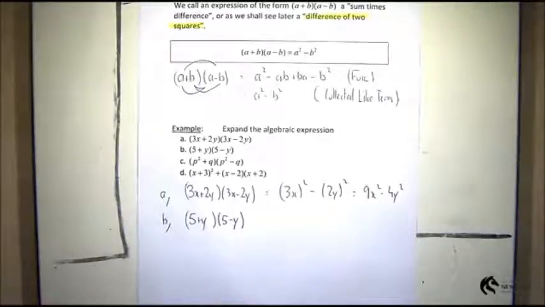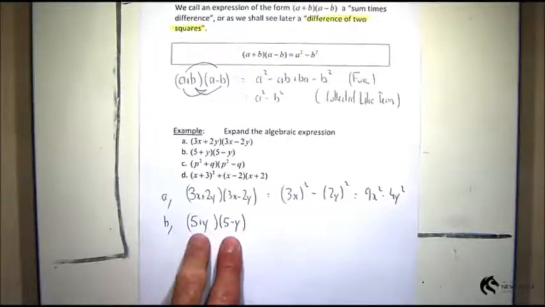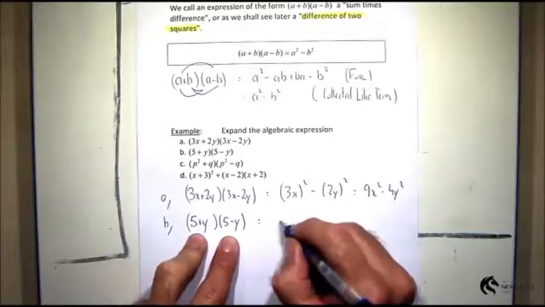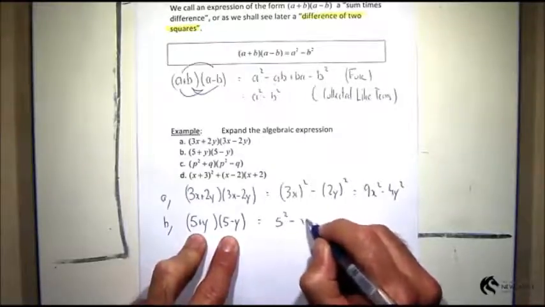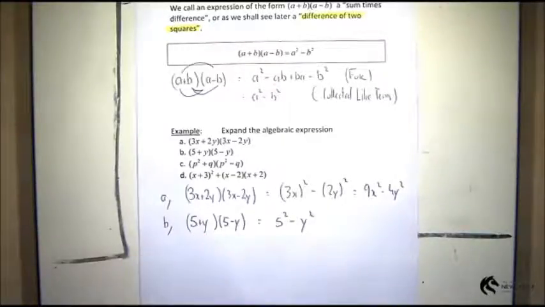Likewise, 5 plus y times 5 minus y. I recognise this as a sum times difference, or a difference of two squares. So this will come out to be 5 squared minus y squared. End of story. That's all I have to do.